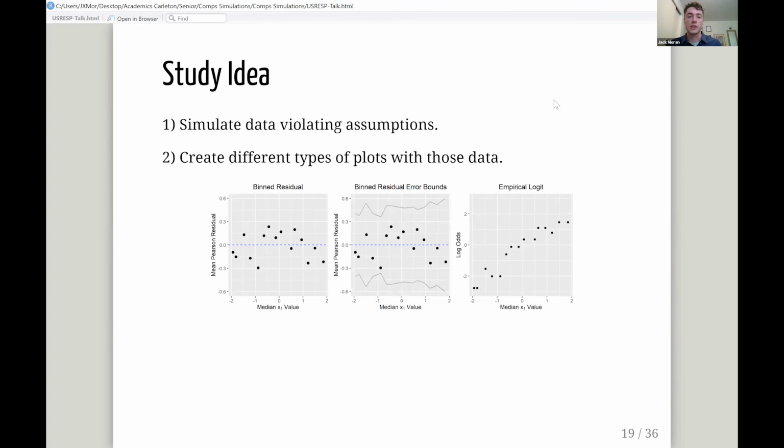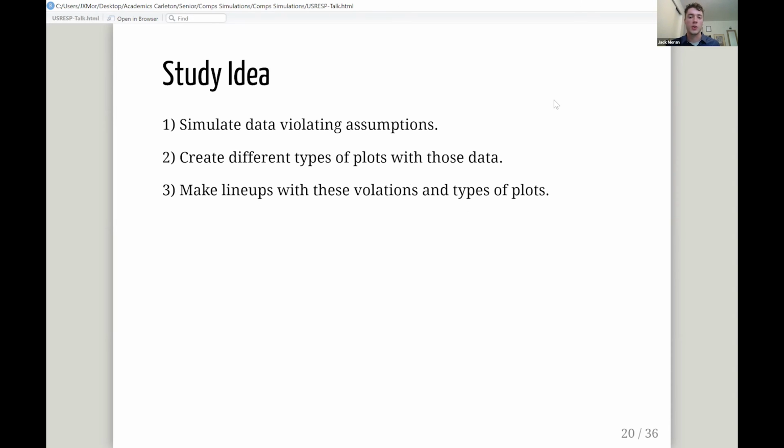We're going to use 3 different types of diagnostic plots paired with those violation types. We have bin residuals with a 95% error bound, and empirical logit or log odds plots. And so we're going to pair these different violations with these different plots. We're going to make lineups, and then we're going to pay people on the internet to evaluate these lineups, just with the prompt like I gave you guys, which one is the most different. They'll give their answers and their reasons, and then we can evaluate a p-value for all those lineups.